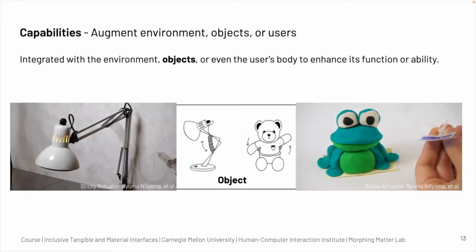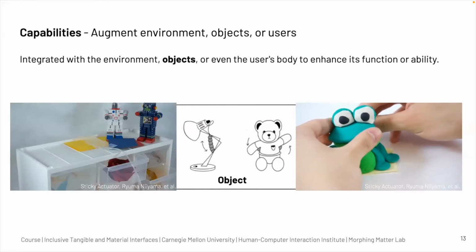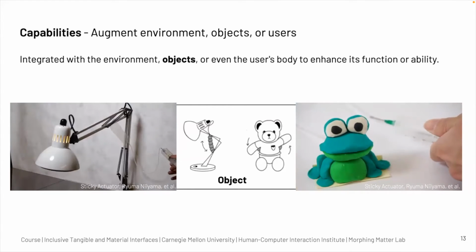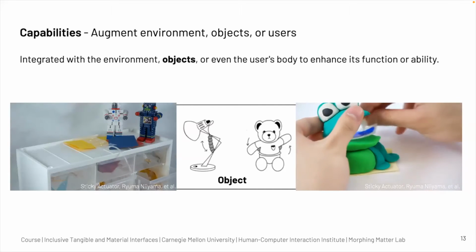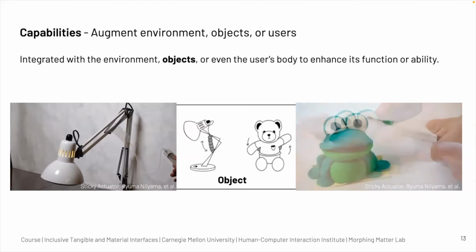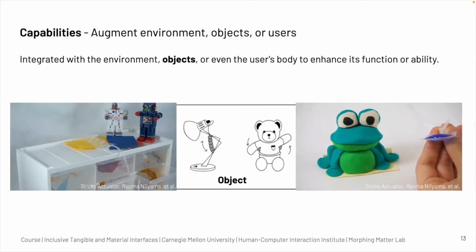And the second type is to augment the object. So basically you can actuate a lamp to adjust its height automatically, or actuate a door to close or open automatically. And in this way, you can enhance the object's function or improve its interactivity.